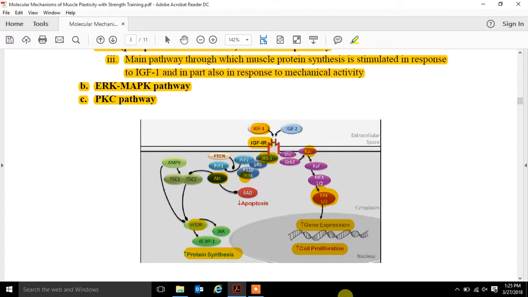So basically we're transcribing DNA to messenger RNA through this gene expression. And once we get that messenger RNA out here, then through this pathway we convert that messenger RNA to protein. So it's really a double barrel response here, all initiating in part through this IGF-1 receptor.